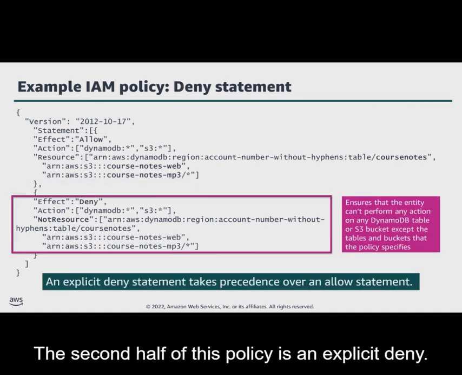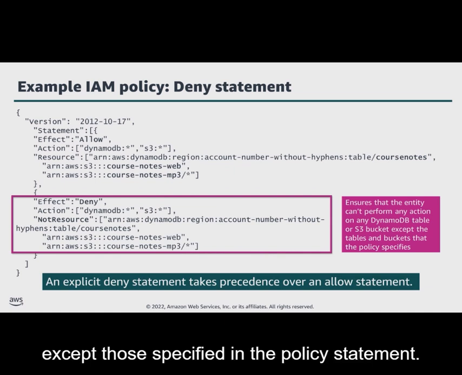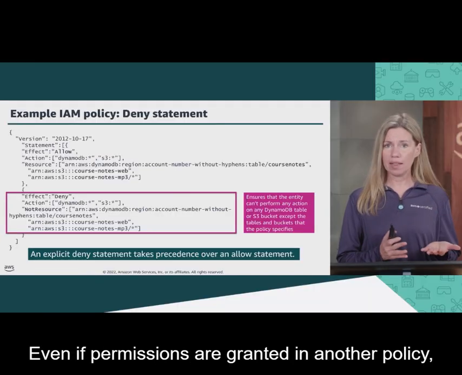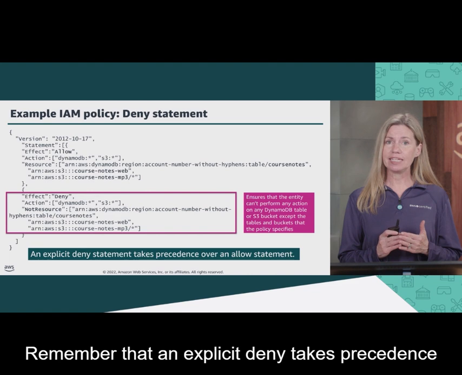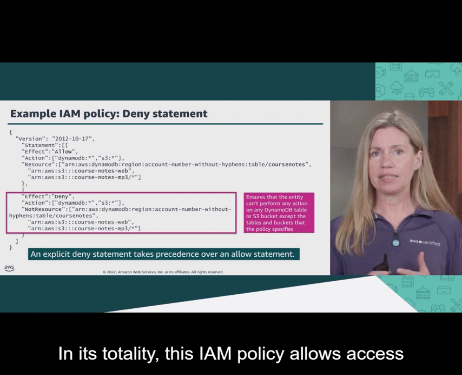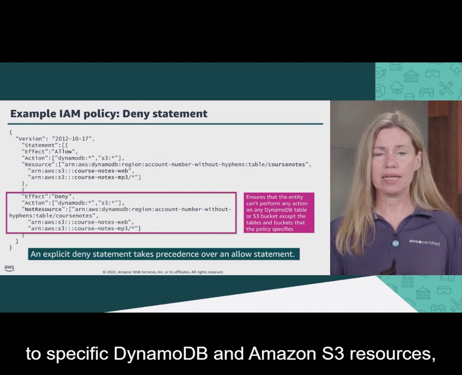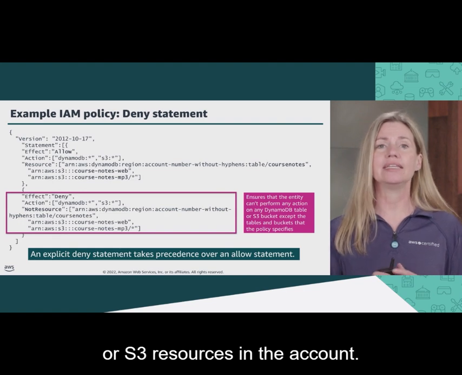The second half of this policy is an explicit deny. This explicit deny ensures that the entity can't perform any action on any DynamoDB table or S3 bucket except those specified in the policy statement. Even if permissions are granted in another policy, the explicit deny will override them. Remember that an explicit deny takes precedence over an allow. In its totality, this IAM policy allows access to specific DynamoDB and Amazon S3 resources and explicitly denies access to any other DynamoDB or S3 resources in the account.